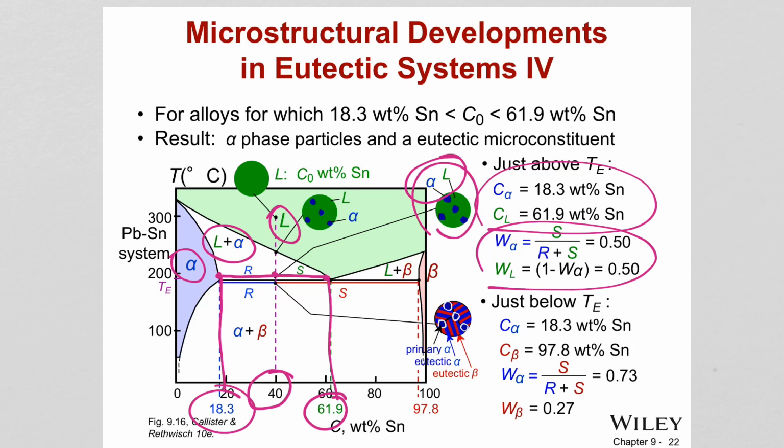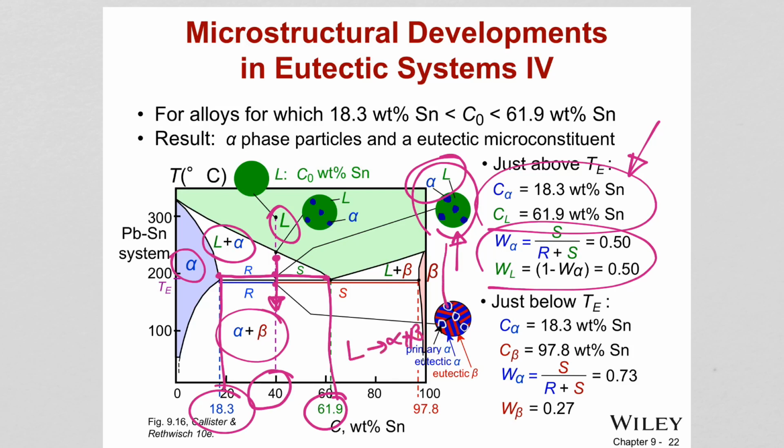So that means 50% liquid, 50% solid, and their compositions are given here. If you go below the eutectic temperature, you should have alpha and beta. But now remember how the microstructure is going to look. We had this microstructure, right? Liquid and alpha. Now when you go from here to here, basically from the liquid you need to form alpha and beta, because that is the eutectic reaction, right?